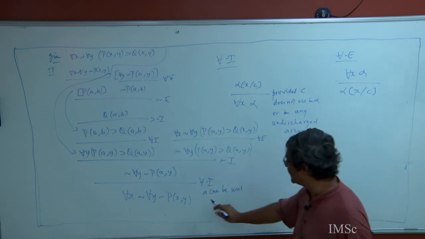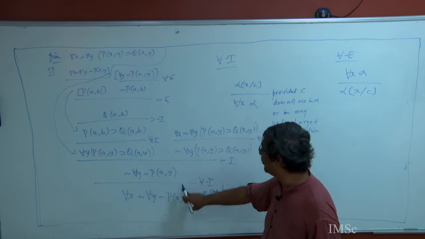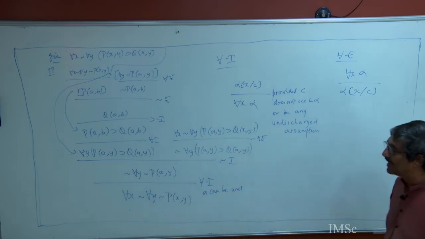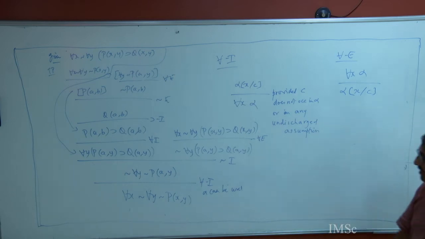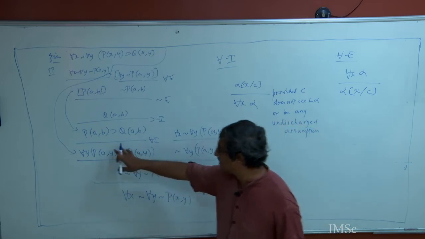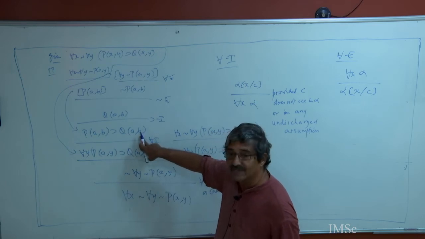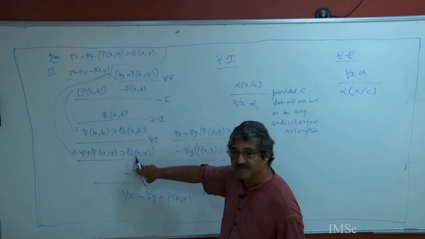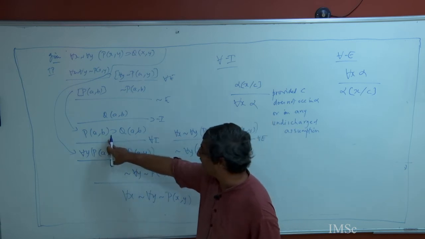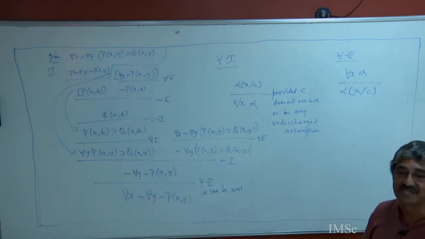That's important because when I do a for all introduction, I have to make sure that the element that I am using is not there in the conclusion and not in any undischarged assumption. So by the time I am here, I have to make sure that B is a constant that is not used below and is not in any undischarged assumption, and that is fine here because it's being discharged right here. There is no undischarged assumption that is using it.